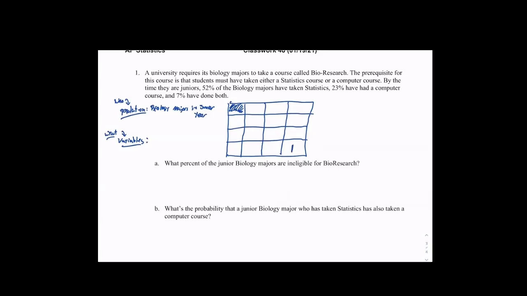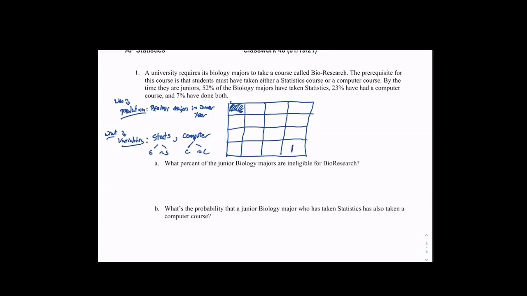We're going all the way back basically to day 1 of AP Statistics here. The variables are statistics and computer science, a computer course. So we'll call it stats and computer. For each of these questions, they're categorical, which can mean yes or no.